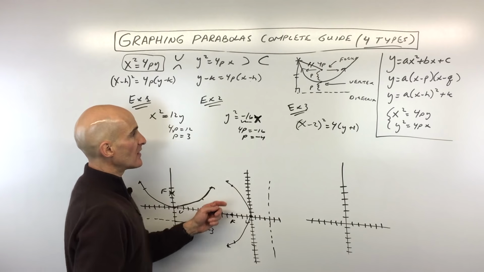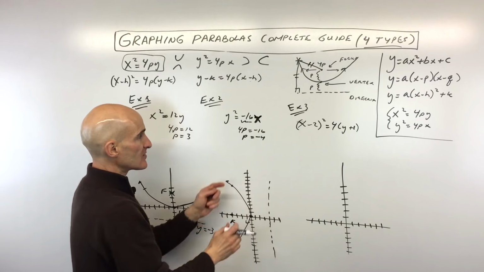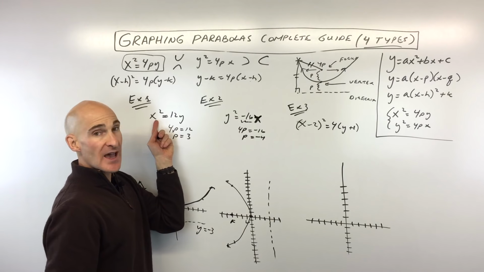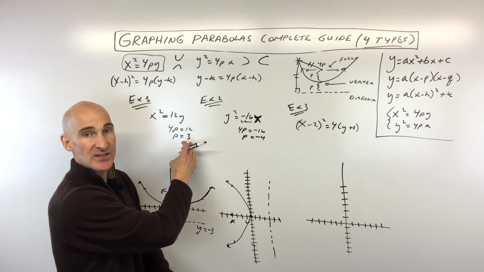We know it's opening to the left because of the negative. A y-squared variety opens left or right, and here it's left because of the negative. This one here was x squared, so it was opening up or down, and up because p was positive.